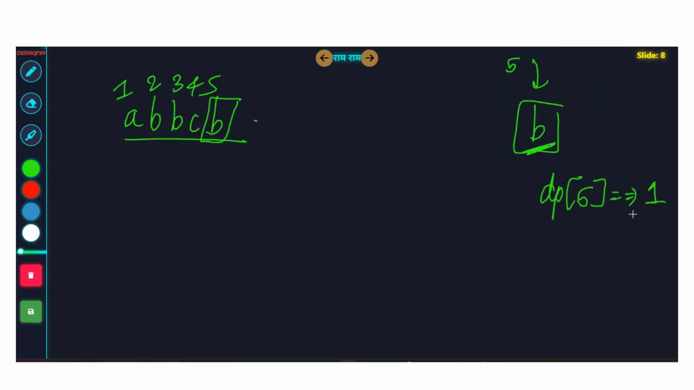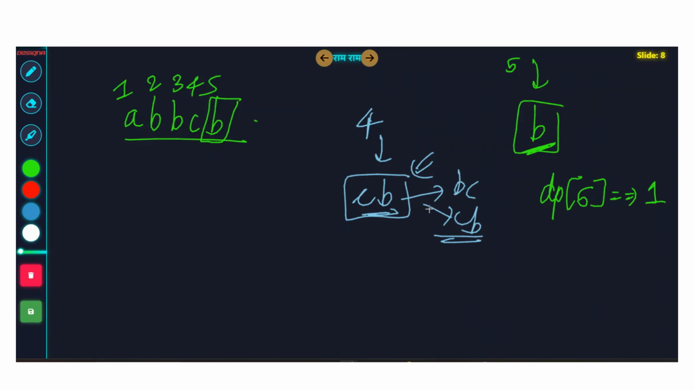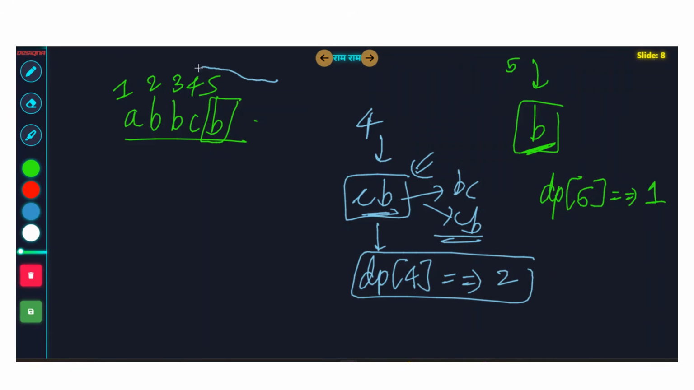Okay sir, now what comes up next? What comes up next is actually very interesting. Now let's try to calculate for 4. So 4 means what? You are considering the string CB. Think about what happens here: two characters which are not matching. So it can give birth to BC and also CB. So DP of 4 is 2. I've written here DP of 4 is 2. This is the way to understand dynamic programming. For this much part there are two distinct strings coming up.